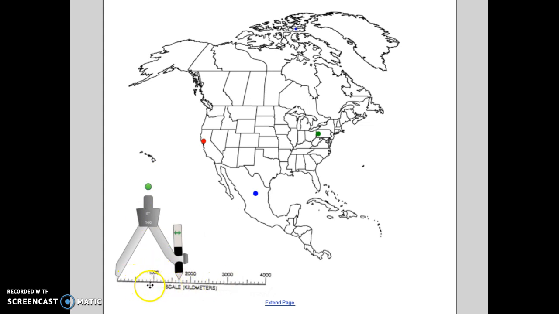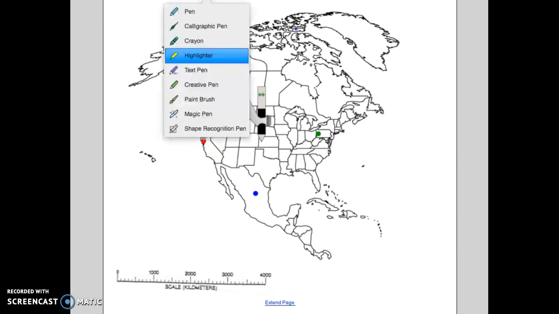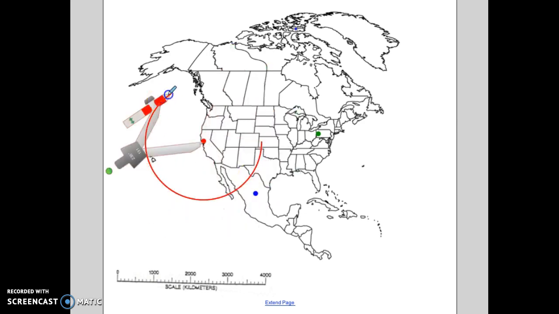When I look at this scale, each of these lines is going up by 100. So for the first number, I want 1,600. So I'm just going to move to make sure I'm as close as possible. I am then going to move the compass so that the pointy part is in the middle of that city, so Los Angeles. At that point, I'm just going to draw a circle.